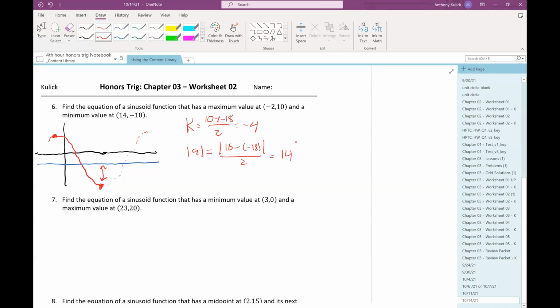Okay. So we have k. We've narrowed a down to either positive 14 or negative 14. Next thing I'm going to do is look for c. To find c, I'm going to look at the period.